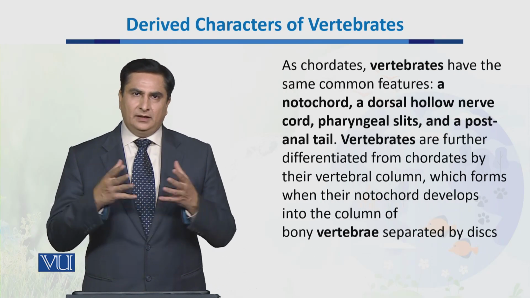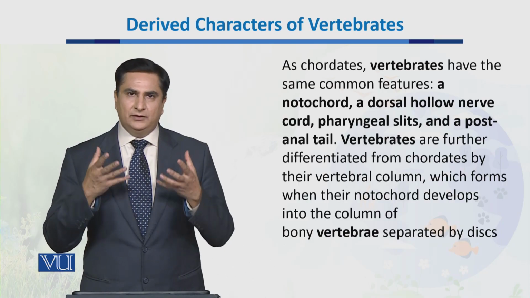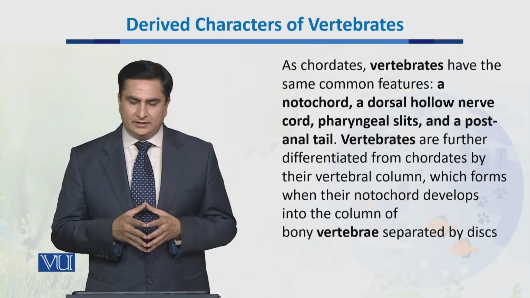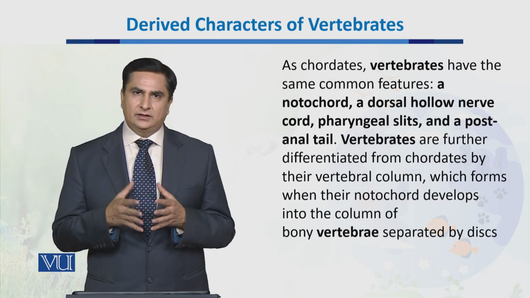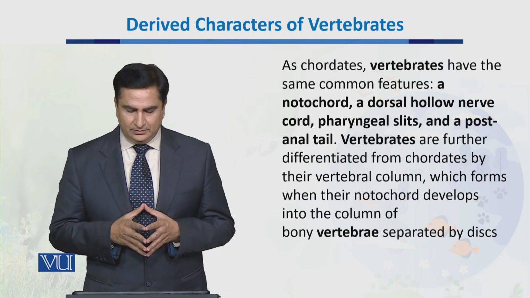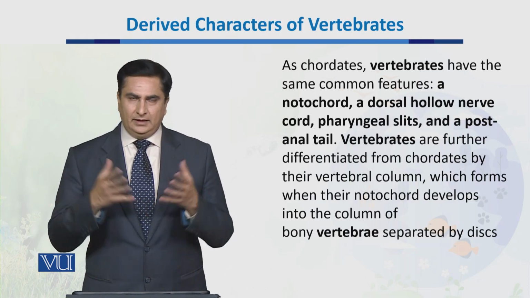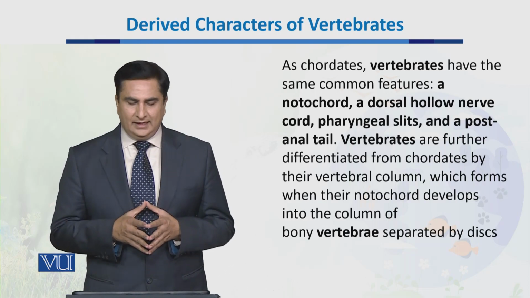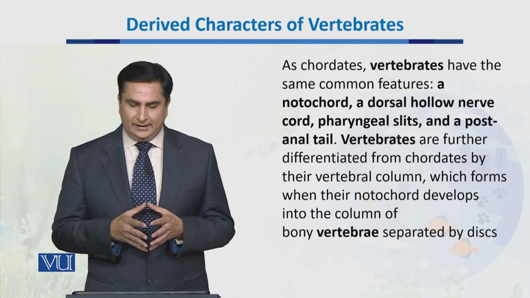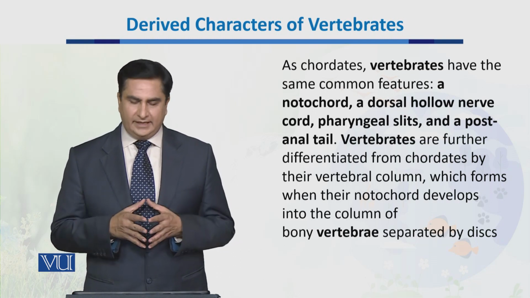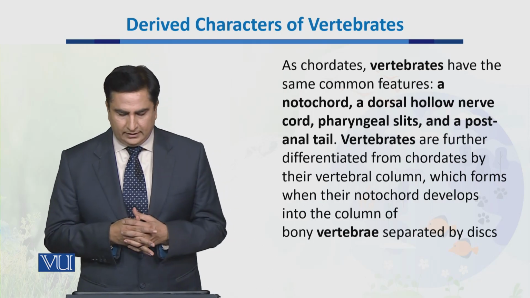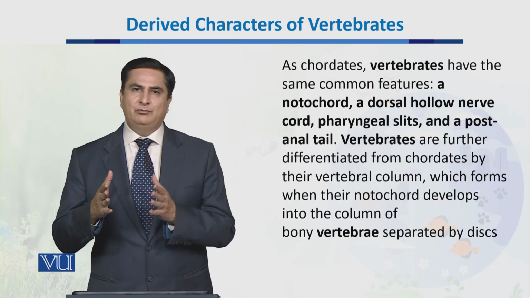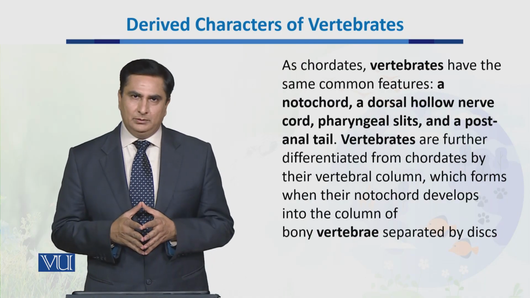As chordates, these vertebrates have special features. For example, the presence of a notochord. Then they have a dorsal hollow nervous system, which is in the form of a nerve cord. Then they have pharyngeal slits and post-anal tails. These vertebrates are further differentiated from chordates by the presence of a vertebral column.